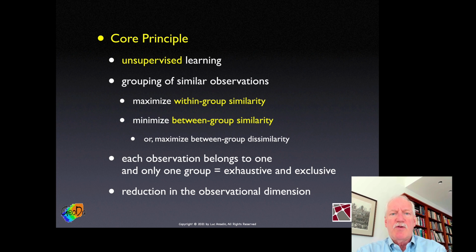So what we're trying to do is group observations together that maximize the similarity within the group. So they are as alike as possible within the group. And then we want the groups to be as dissimilar as possible. So we minimize the between group similarity, or more intuitively, we maximize the between group dissimilarity. So we want to make sure that inside the group they are as similar as possible, and that the groups themselves are as different as possible. And then the other principle is that each observation belongs to one and only one cluster, one and only one group. So it's exhaustive. Every observation is assigned to a cluster, and exclusive. You cannot belong to more than one cluster.